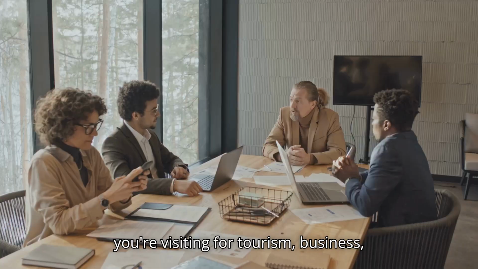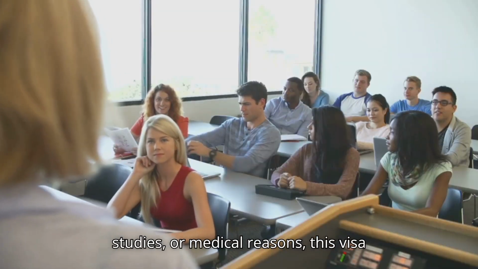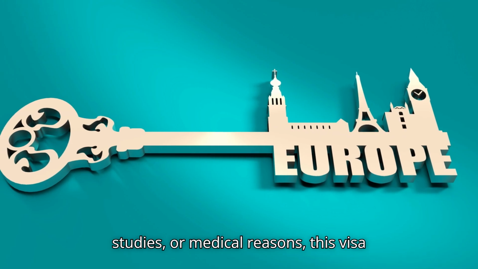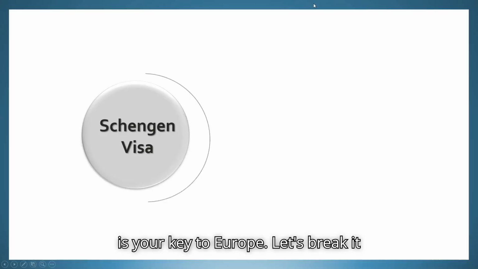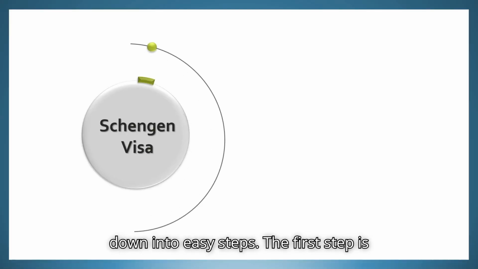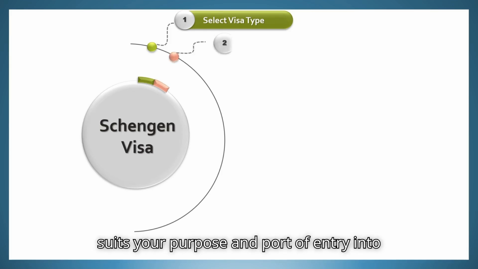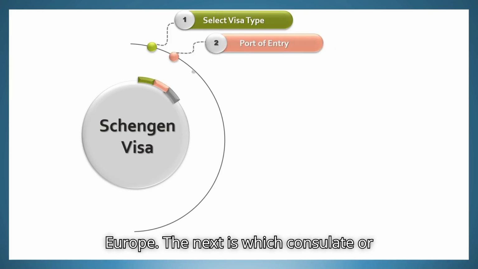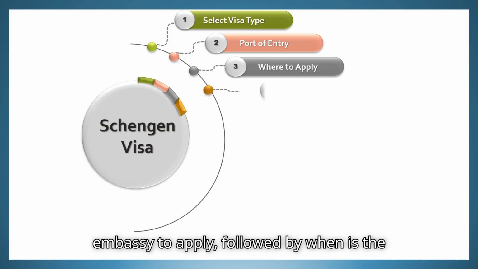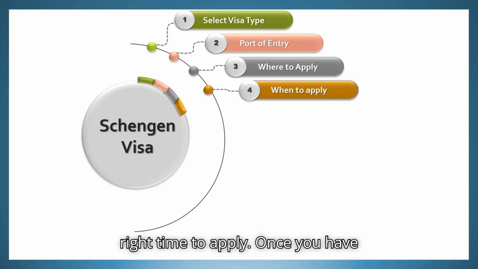Whether you're visiting for tourism, business, studies, or medical reasons, this visa is your key to Europe. Let's break it down into easy steps. The first step is to choose the correct visa type that suits your purpose and port of entry into Europe. The next is which consulate or embassy to apply, followed by when is the right time to apply.